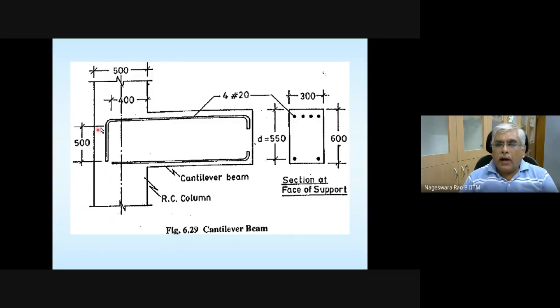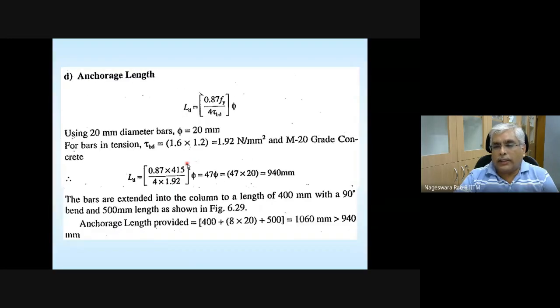So beyond that 4 times the diameter of the bar straight portion, I need to have some additional portion. So that is what this is, 500 mm. Okay. So all these calculation details are given here. You can go through it. So this is the anchorage length that is required.